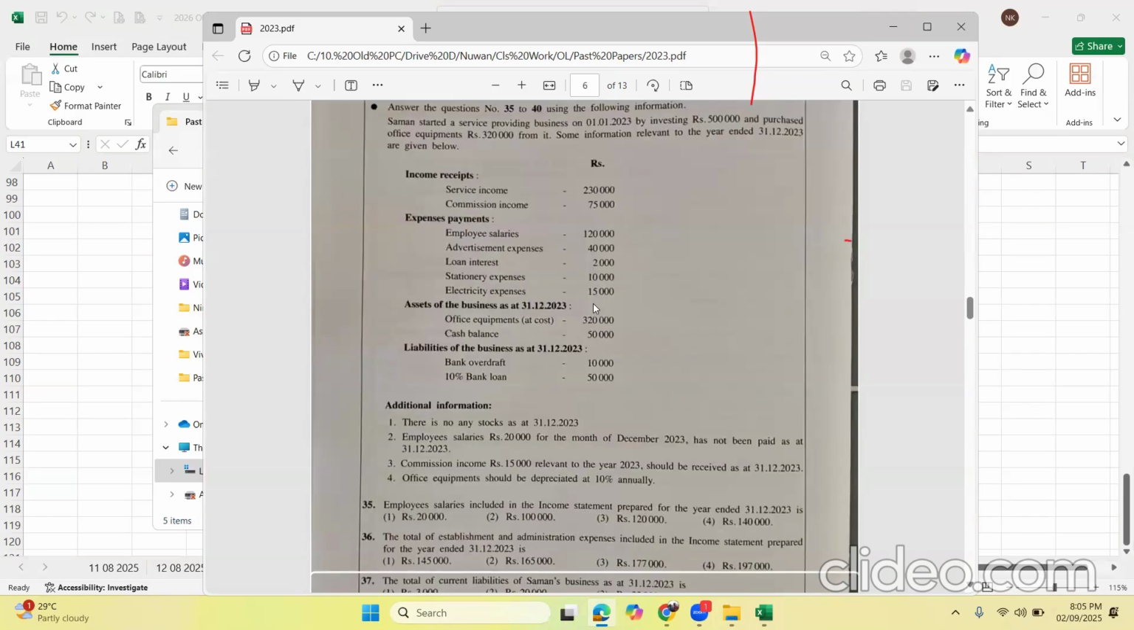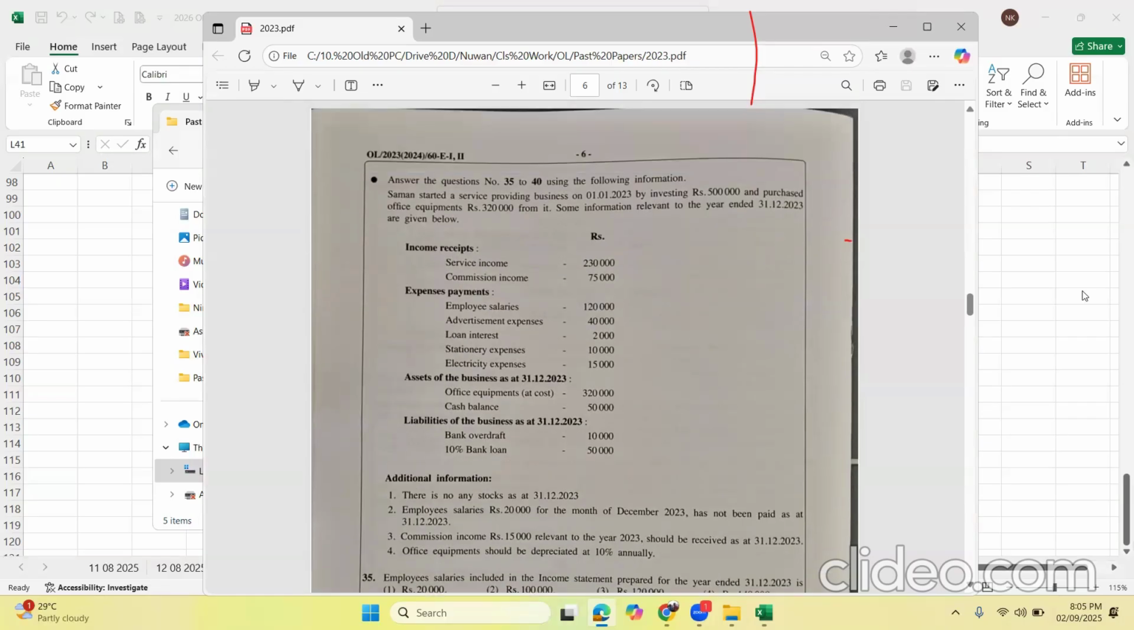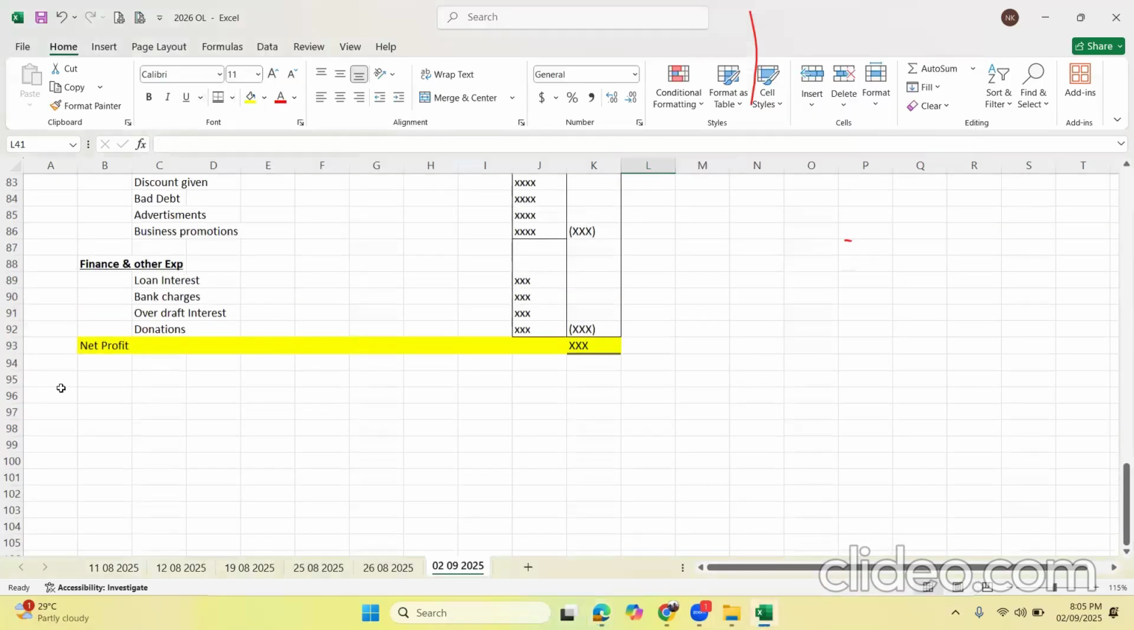Right, we'll do this question from this paper, right? 2023 MCQ 35 to 40. 2023 all level MCQ 35 to 40.